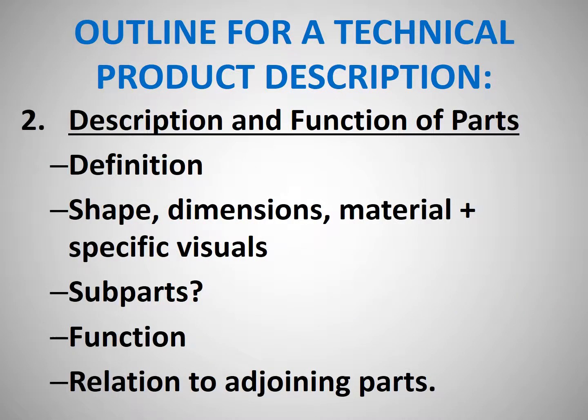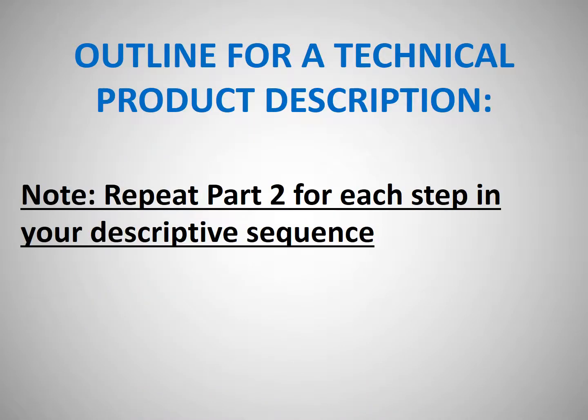In this stage, you may end up using more than one sequence. In fact, you probably will. If the thing you're describing has multiple parts, then you're going to need a sequence to describe each of those parts in the way that I have here. Definition, shape, dimension, material, subparts, function. Now, for each of the parts of the thing, you may have to go through one of these sequences. So this part 2 here, this description of function of parts, may be repeated several times within your description. So be aware that you may need to repeat part 2 for each step in your sequence. Okay?